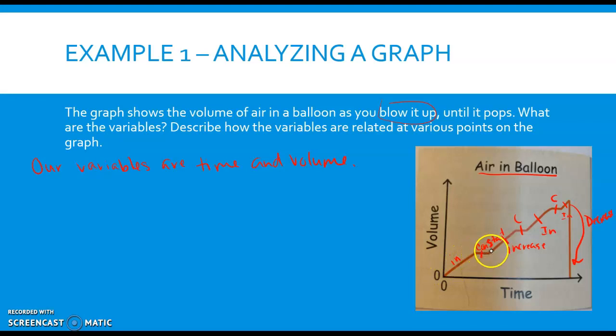So if we think about it, the volume increases each time I blow into the balloon. It stays the same as I take a breath, and then it increases, stays the same. I blow into the balloon, I take a breath, I blow into the balloon, and what would be the one thing that makes it drastically drop to zero? And that's the fact that the balloon popped. So describe how the variables are related at various points in the graph.